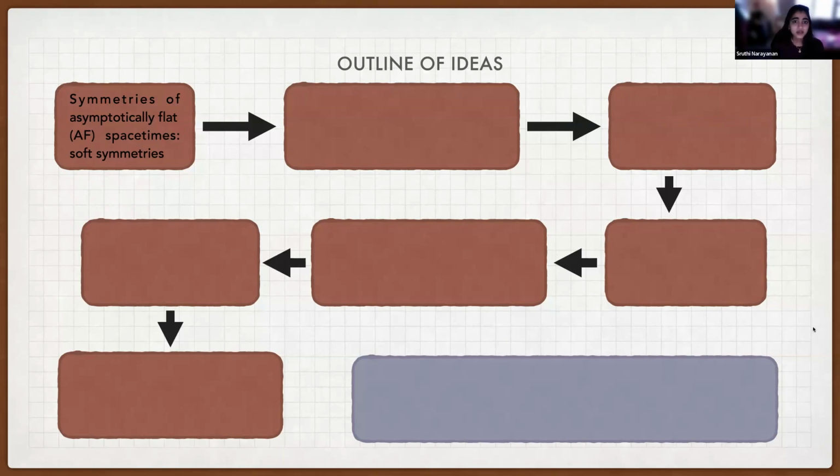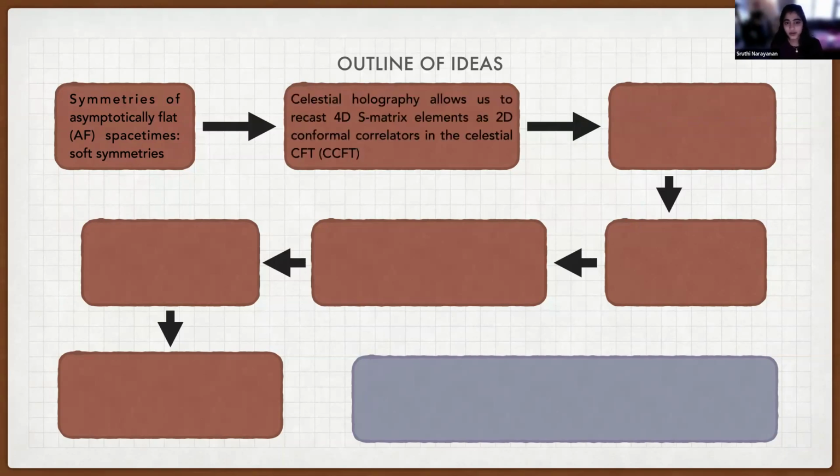So in order to understand that better, in the past decade or so, there's been this program dubbed celestial holography, which allows us to recast four-dimensional S-matrix elements, so scattering amplitudes that we calculate in quantum field theory, as two-dimensional conformal correlators in what we call a boundary celestial CFT. Okay, so there's some two-dimensional theory that's dual to what we would like to consider as four-dimensional quantum gravity. And the hope is that using what we know about two-dimensional conformal field theory will help us learn more about what we expect to see in a bulk theory of 4D quantum gravity.